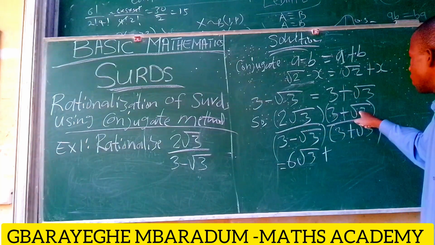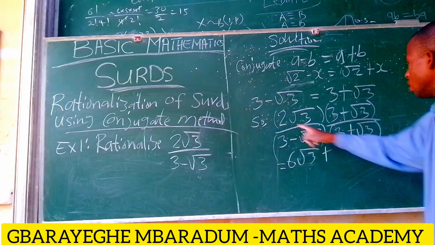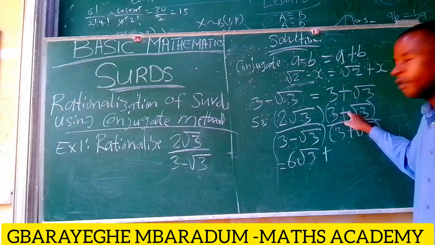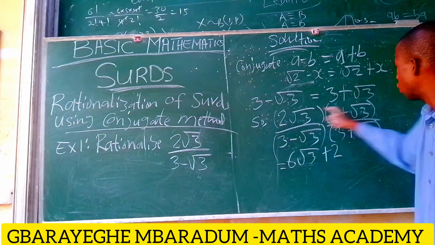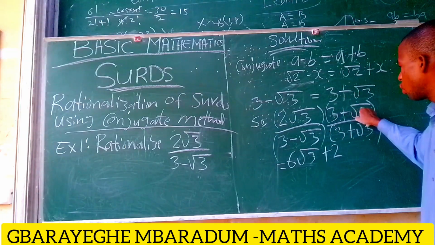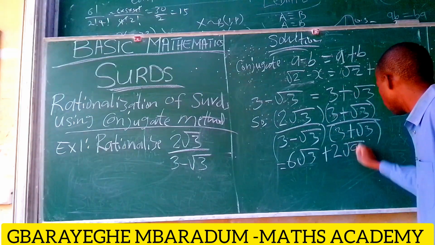2 root 3, there is a plus here, right? 2 root 3 times this. We are going to have 2 times, there is an invisible 1 here. 2 times 1 is 2. Root 3 times what? Root 3 times root 3 is root 9, right?